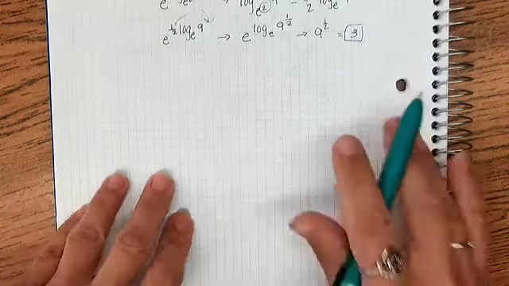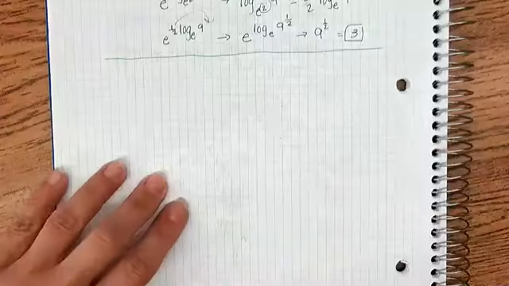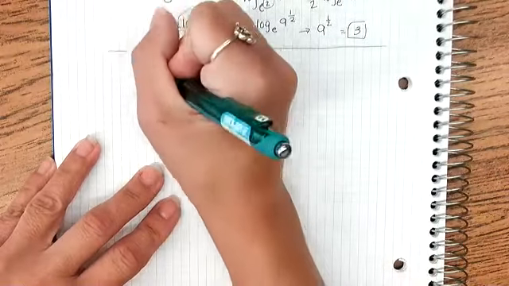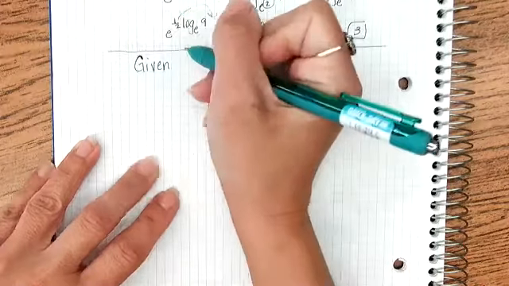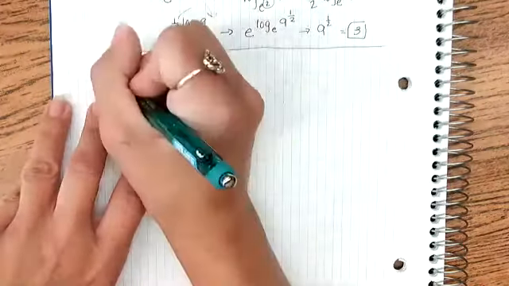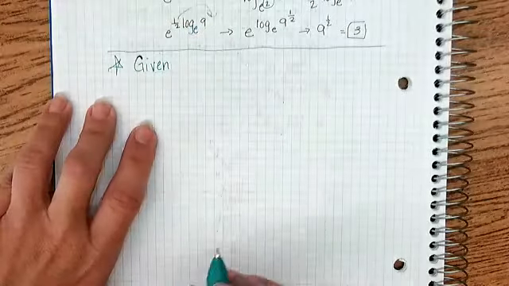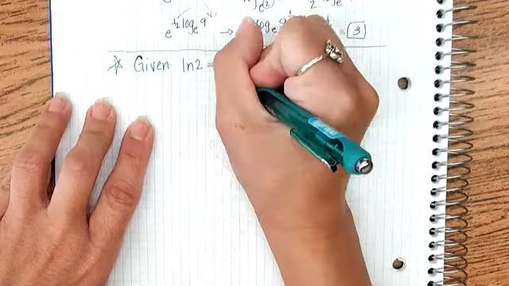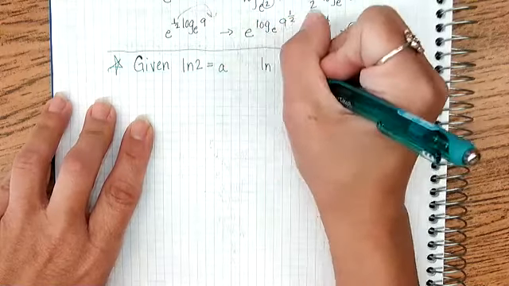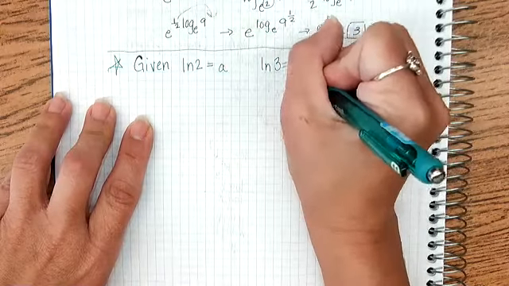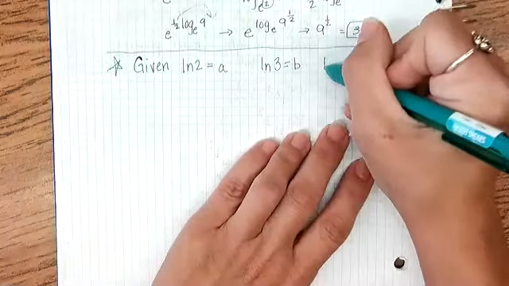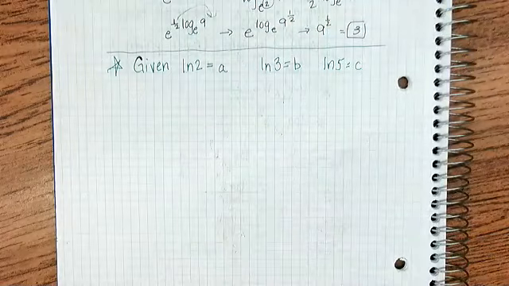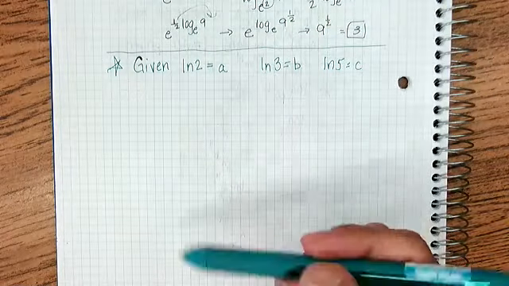Okay, last ones. These are the kind of problems that I can use to assess your knowledge of logs without a calculator, so I would put a little star next to these to make sure that you know how to do them. I'm going to tell you that the natural log of 2 is some value a, the natural log of 3 is some value b, and the natural log of 5 is some value c. You can find these on your calculator. I'm giving you that.